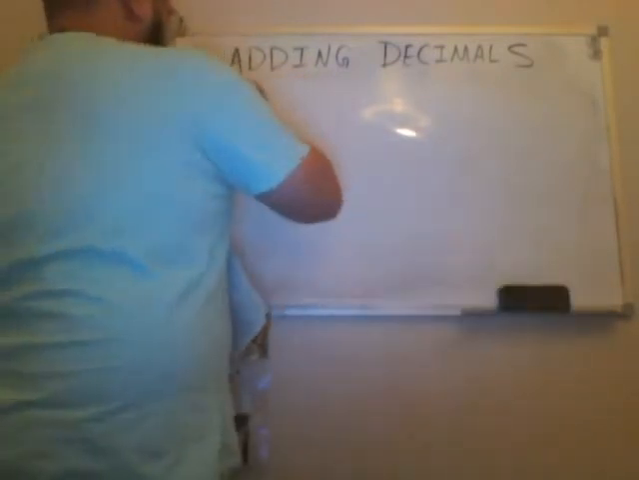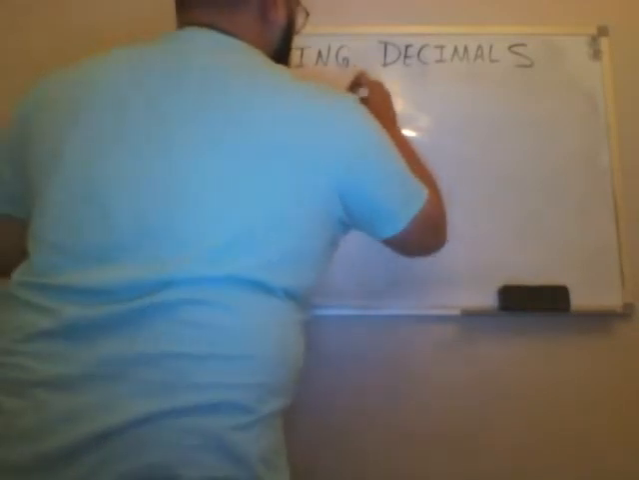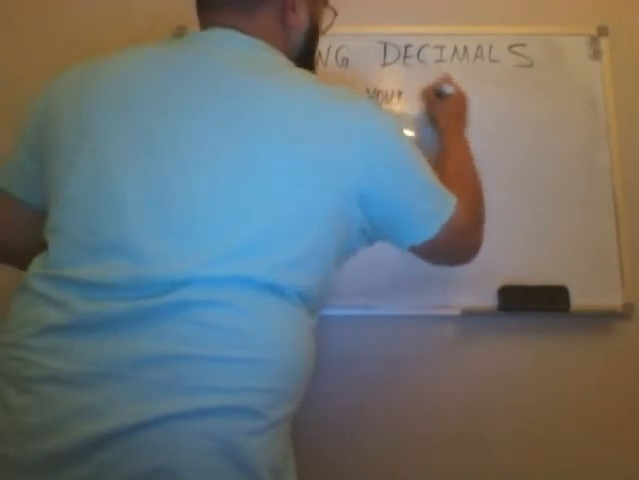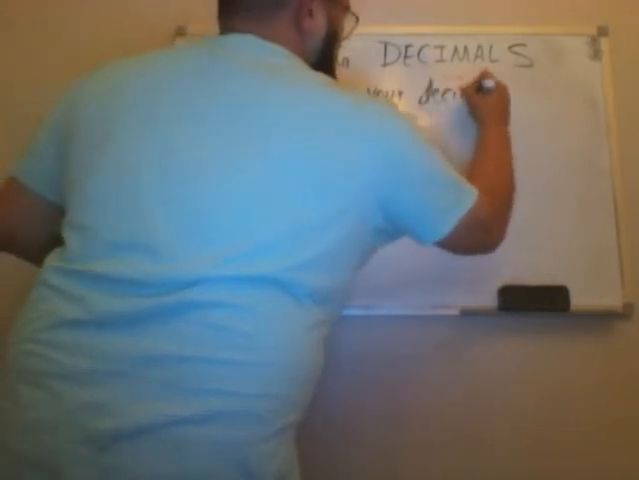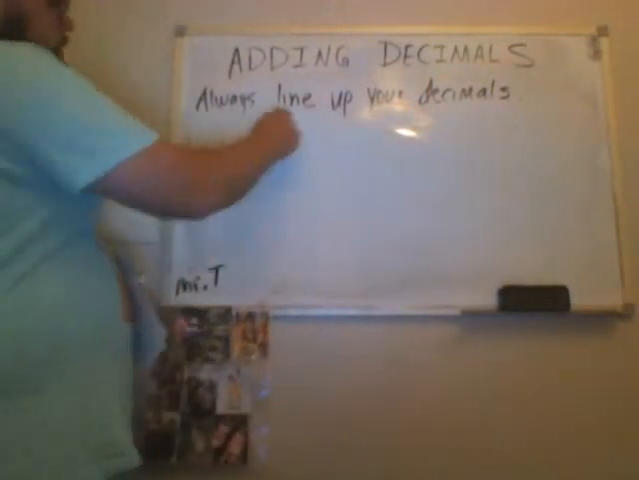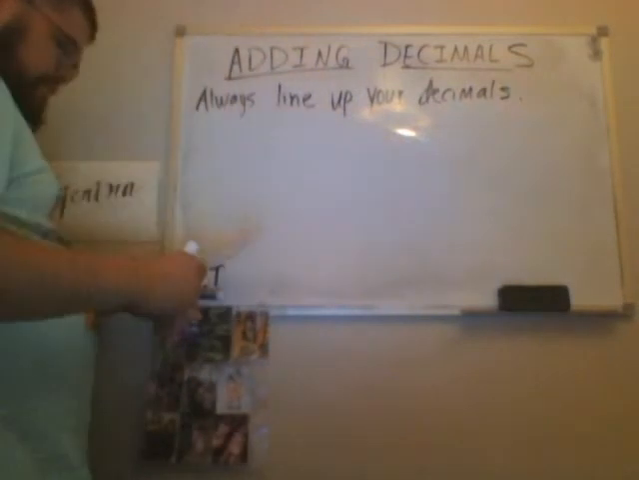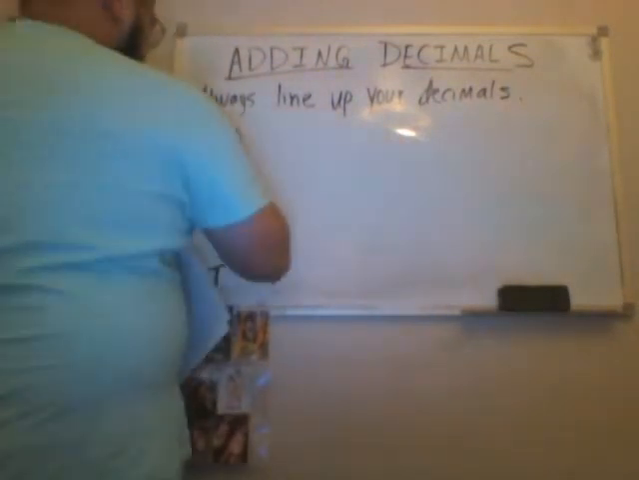Always line up your decimals, okay? It's very important. Always line up your decimals. You should be writing this down on your paper, okay? All right, so example 1.